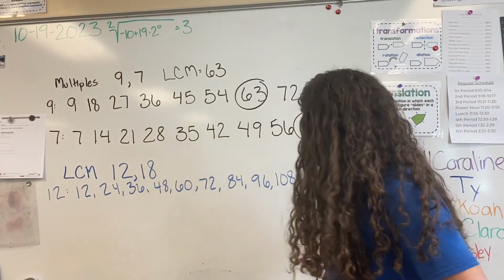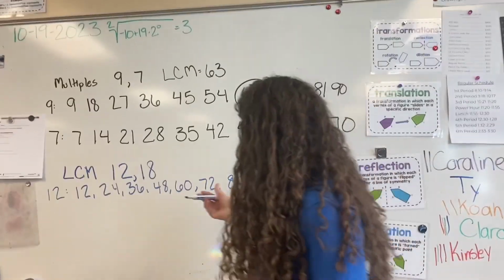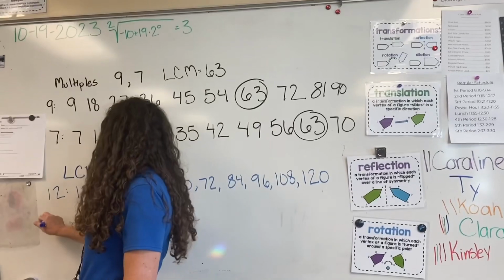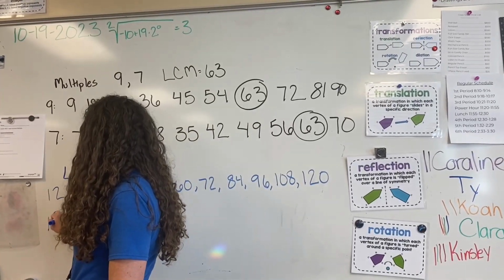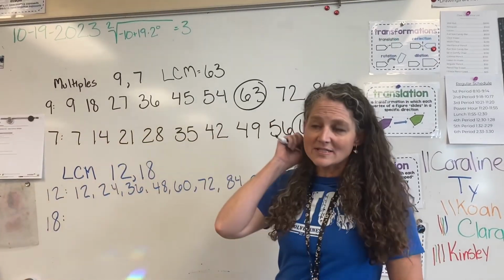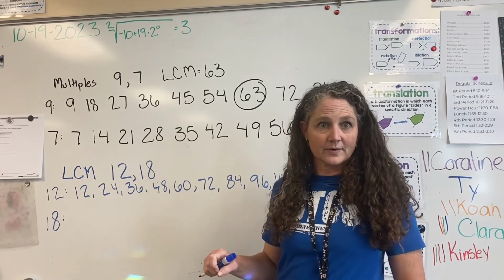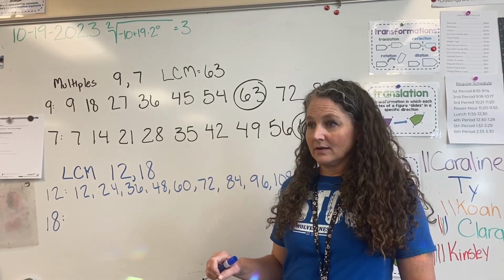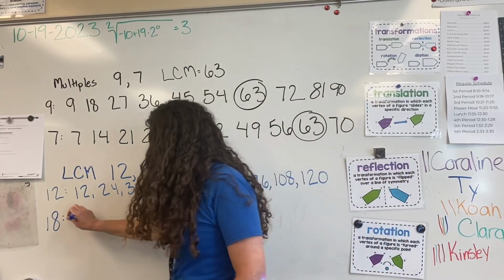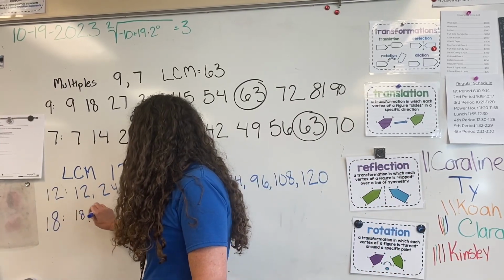All right. Let's write all the multiples of 18. Well, not all the multiples of 18, because that would literally take us forever. But let's write the first 10 multiples of 18. That means we're going to have to think. I've done half of it. 18, 36, 54.